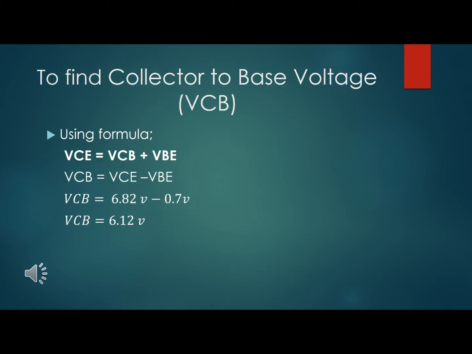Lastly, to find collector to base voltage, VCB. Since we already found the value for VCE and VBE, we can use the formula VCE equal to VCB plus VBE. From the formula, we get VCB equal to VCE minus VBE. Substitute the value of VCE and VBE, we get VCB equal to 6.82 volt minus 0.7 volt. Therefore, we get VCB equal to 6.12 volt.